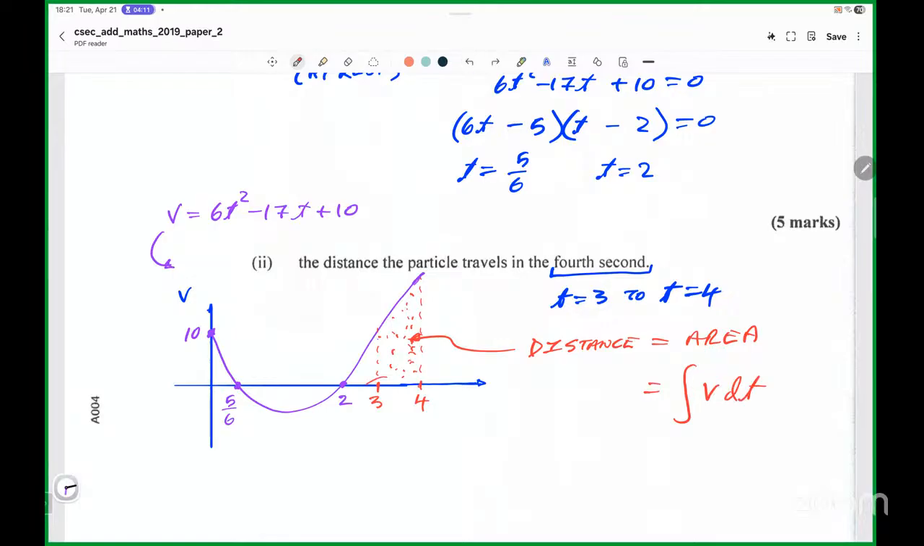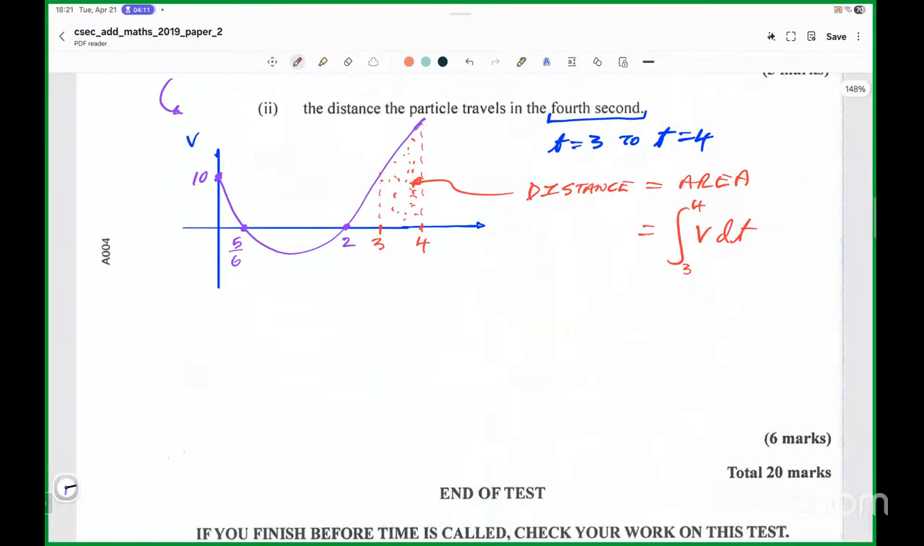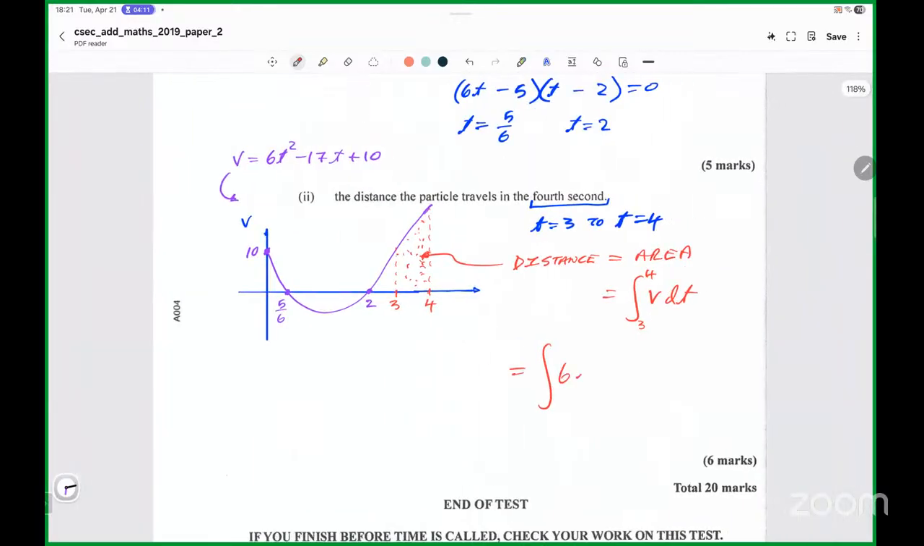And the limits are 3 and 4. So that's how we get the area. That's the rationale behind getting the area. You get me? So it becomes the integral between 3 and 4 of v, which is 6t squared minus 17t plus 10, dt. That's how we're working. All right.